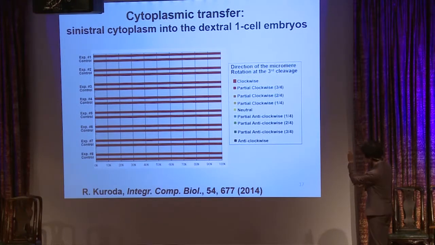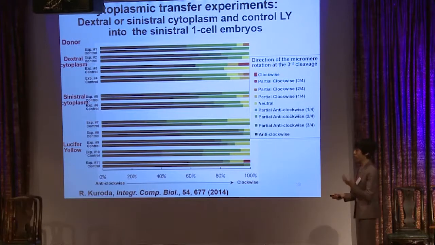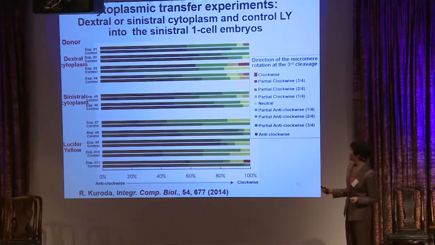Then what happens if you do it the other way around? These are the cytoplasmic transfer experiments into the sinister one-cell embryos. In this experiment, with the same cocoon control, you would expect to see the clockwise one. This might have been observed by Freeman, but if you look at it, the control has that one too. So you cannot jump to a conclusion.